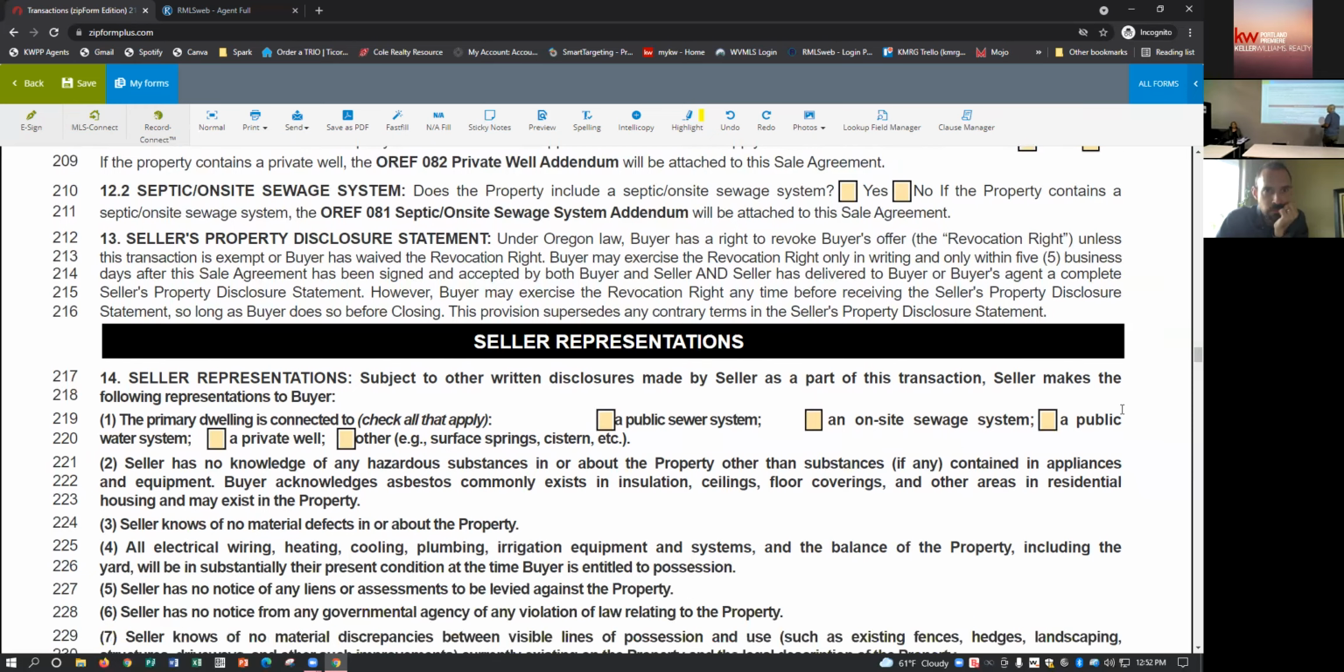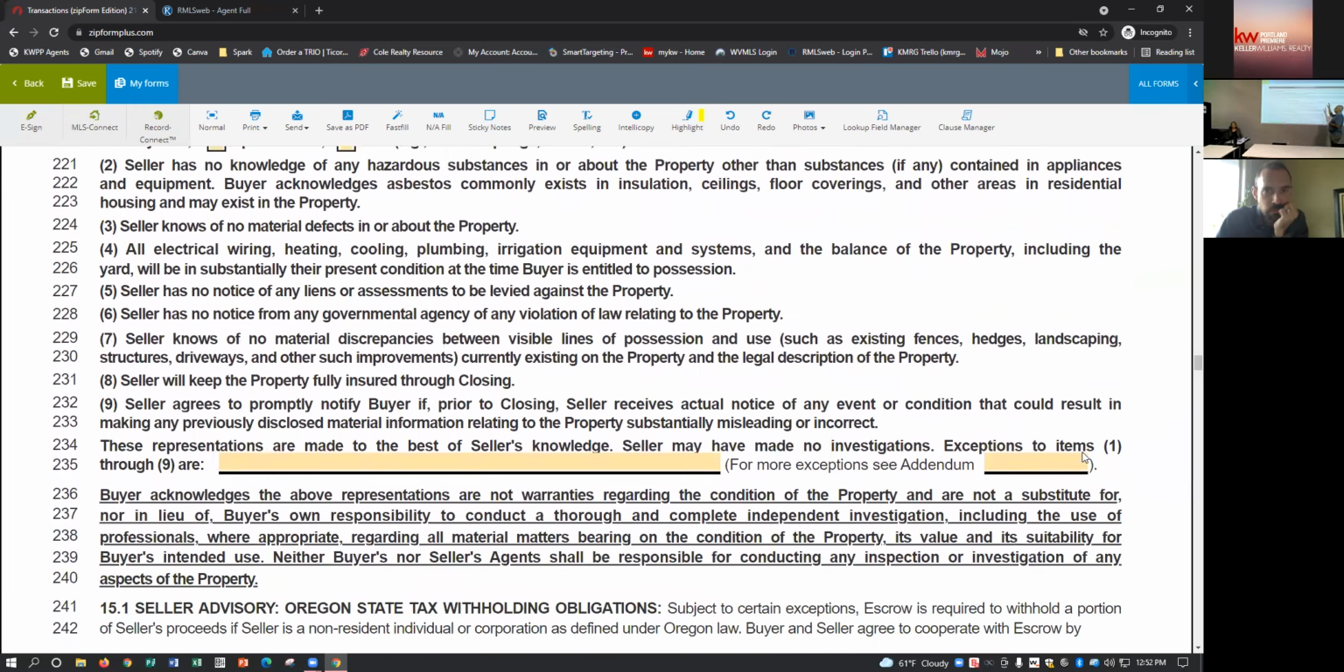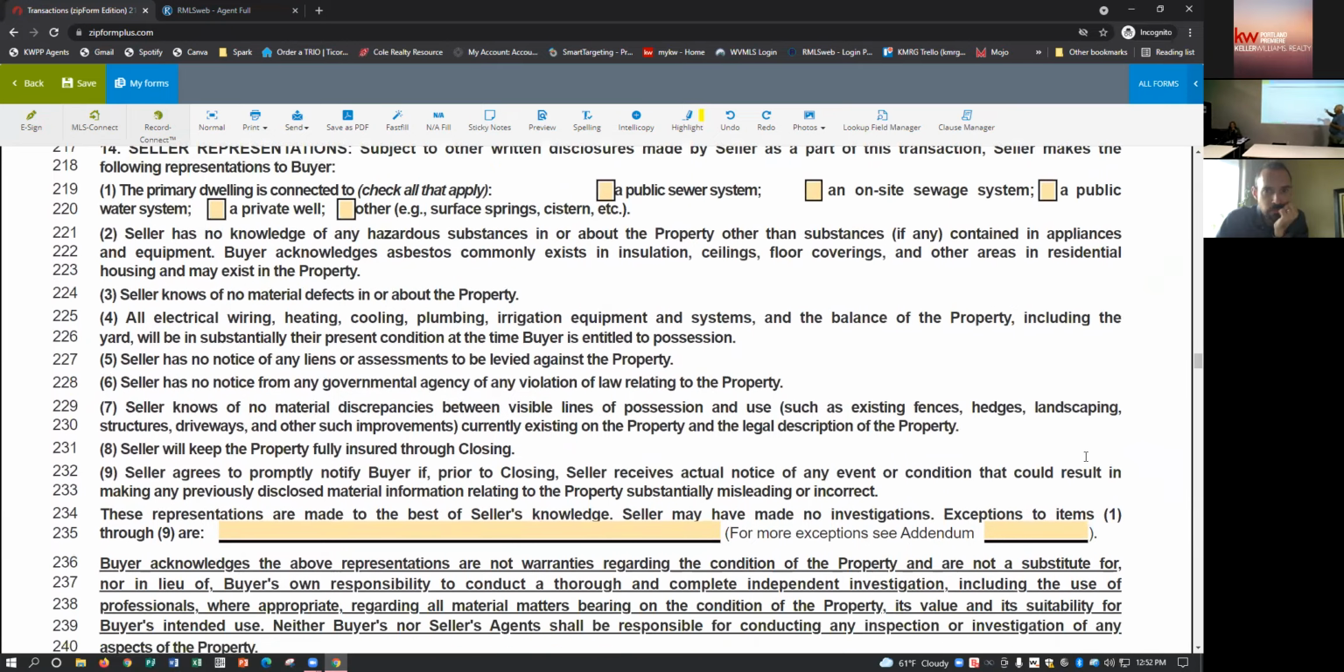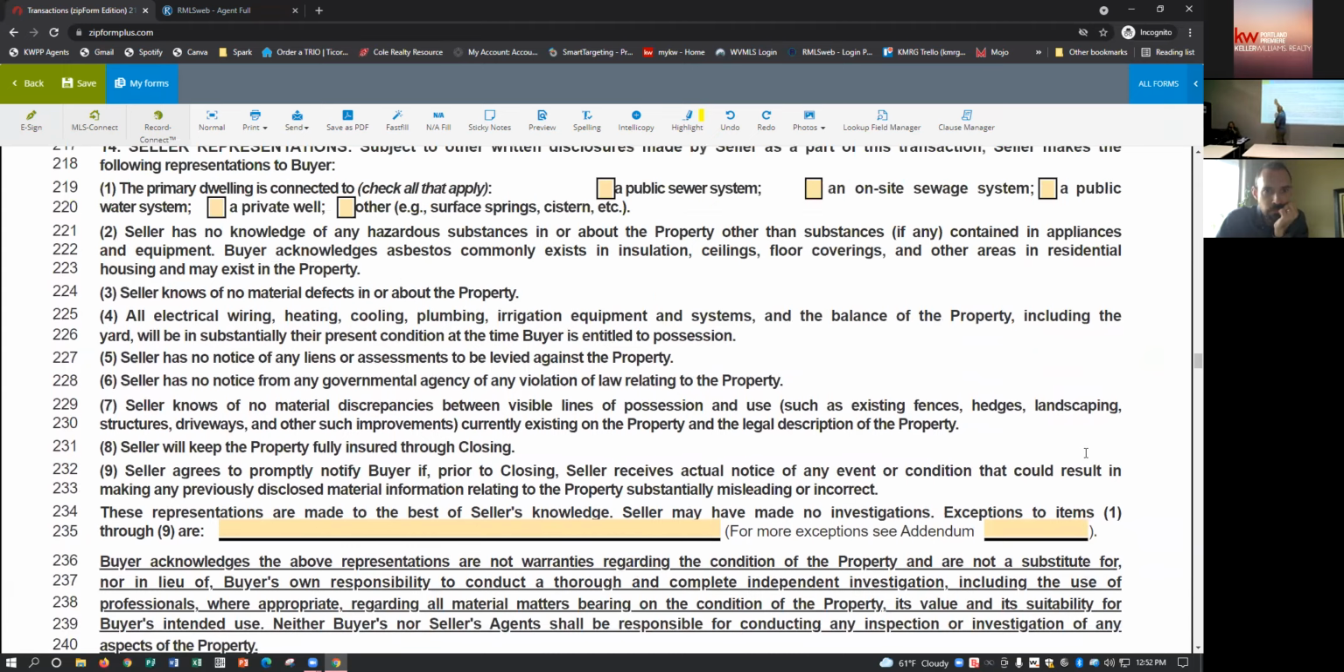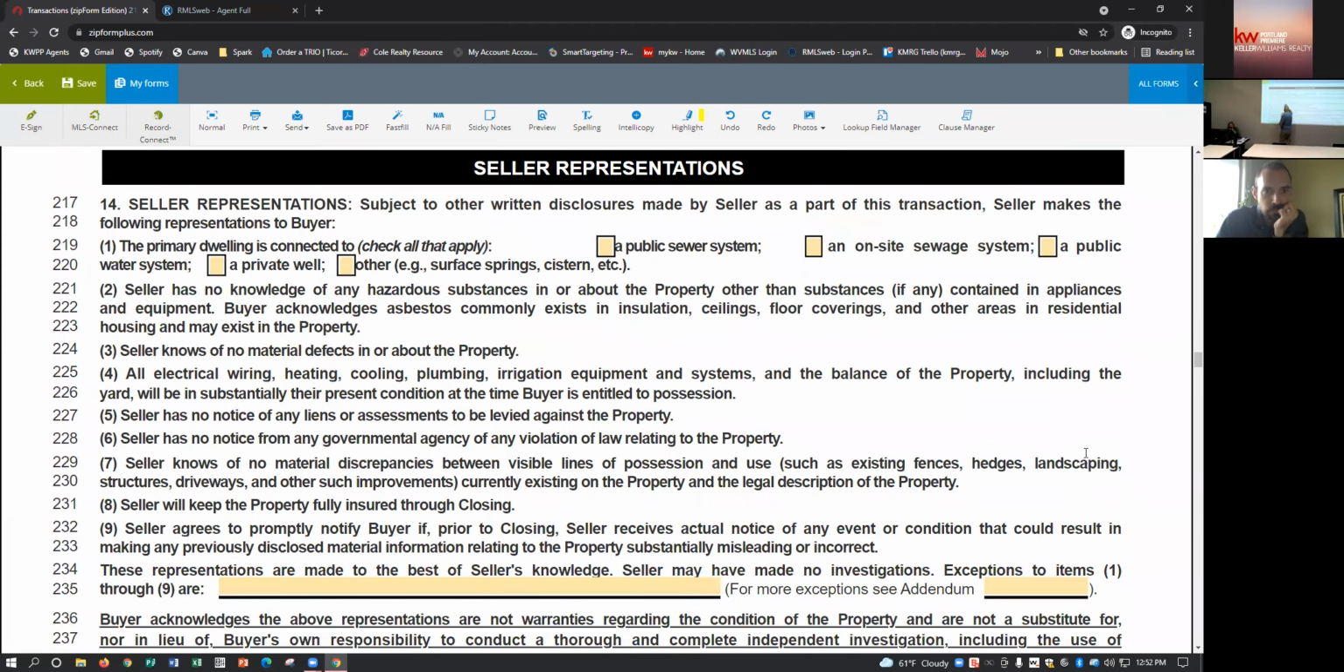All right. We've got like 8 minutes. Public water, that's normal. The only thing big on this one, this section here, is number 4. All electrical wiring, heating, and so on. And the balance of the property, including the yard, will be in substantially their present condition at the time buyers are entitled to possession. So the house that they bought, they're going to get. If it burns down, they're not buying it, right? That number 4 is really important. It says the house is going to be the way it is.